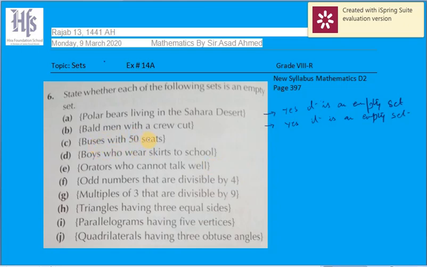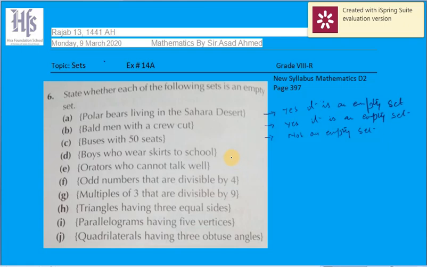Buses with 50 seats. Yes, it is possible that any bus has 50 seats, so it is not an empty set. It may have some values.